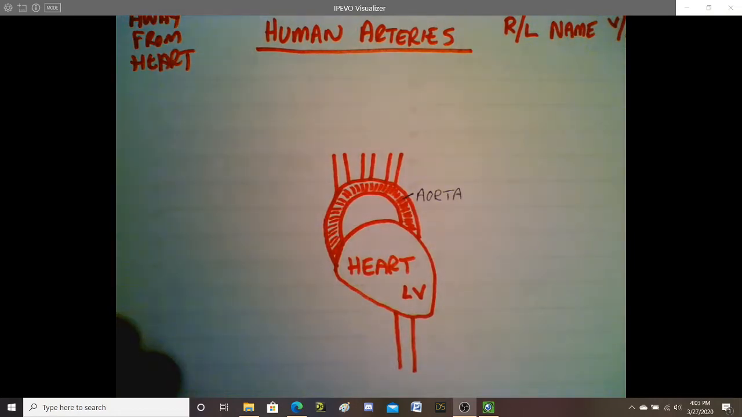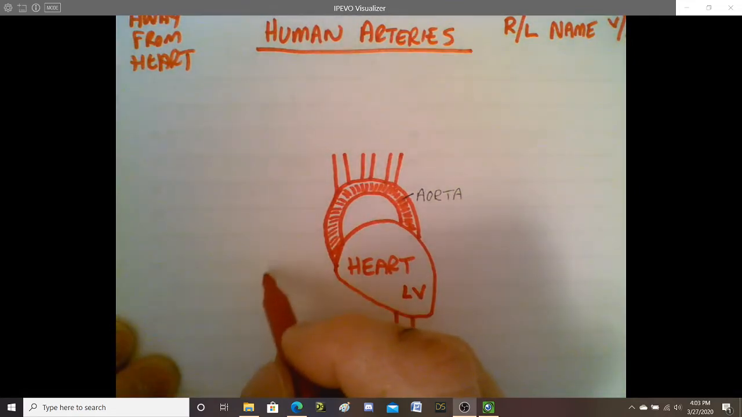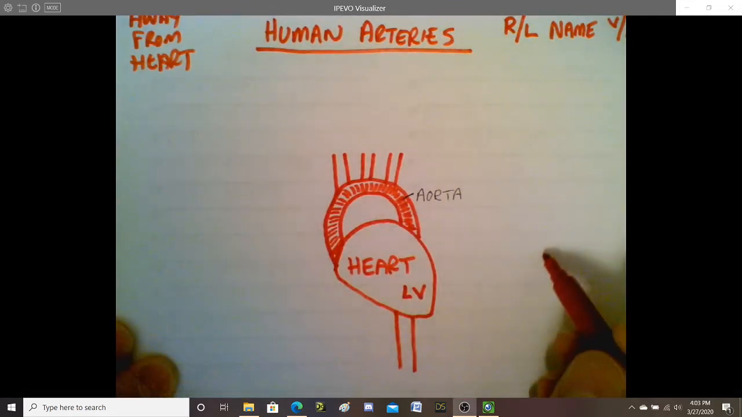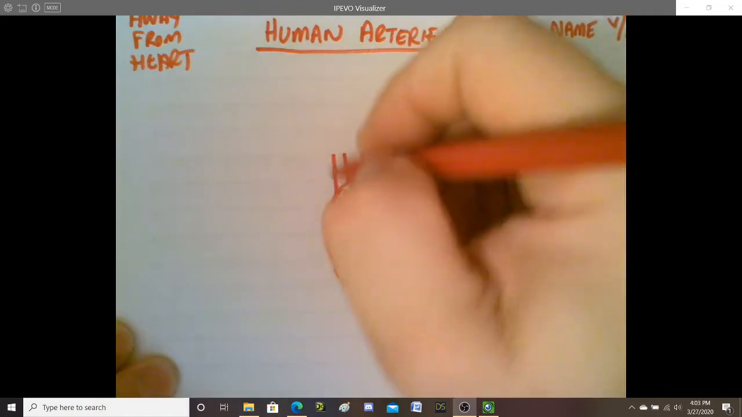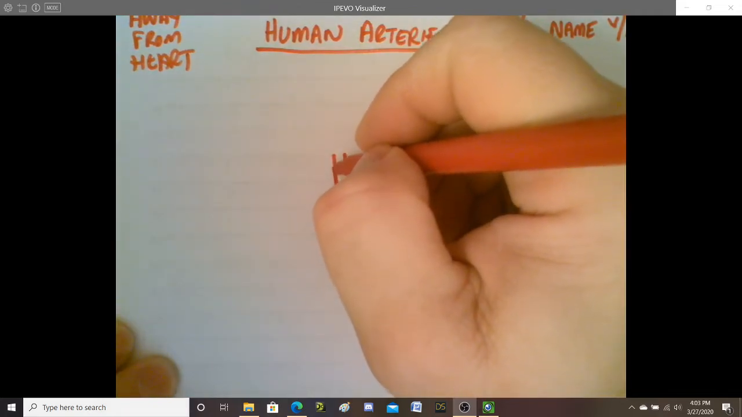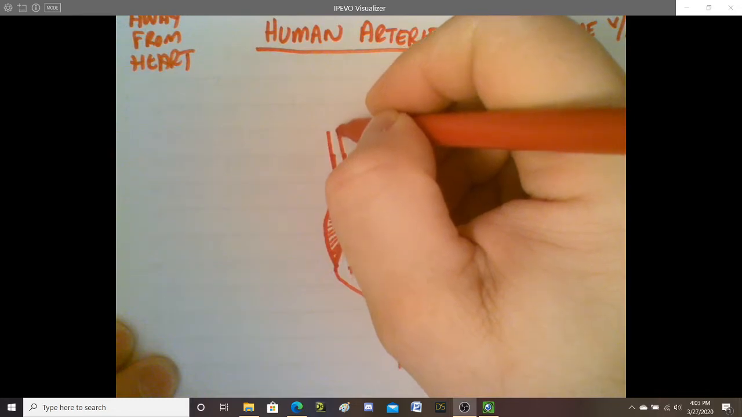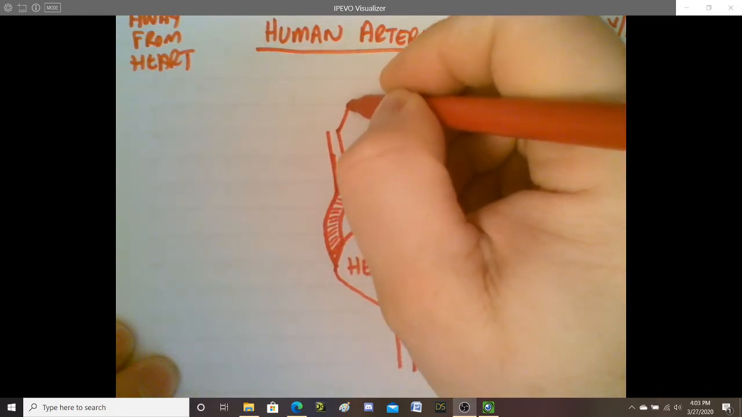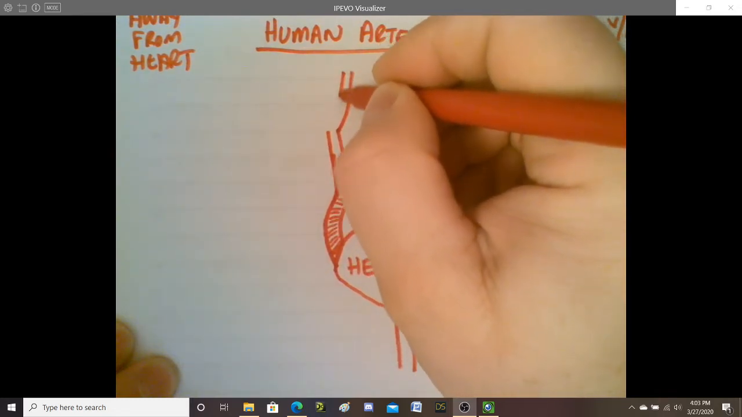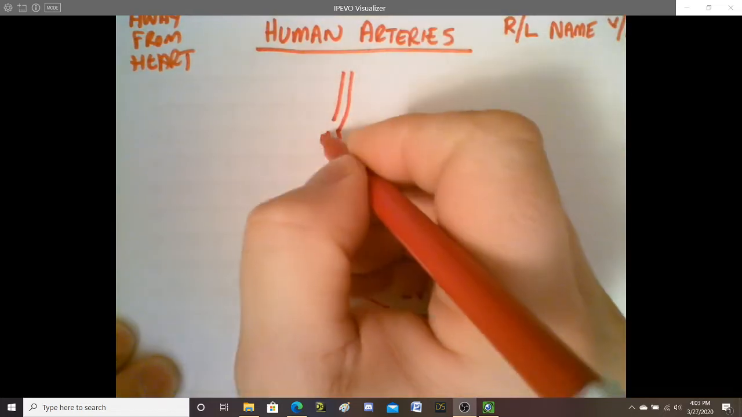Now I'm going to draw the right side of the heart first. Remember, the heart is looking at us. So this is the right side. This is the left side. So on the right side, this first pipe's going to come up about an inch, inch and a half, and then it's going to split.